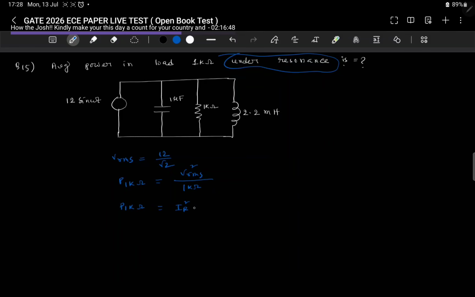So you can write it like this also. Vrms square into 1 kilo. Again, this one, it will be 12 by root 2 whole square by 1k.